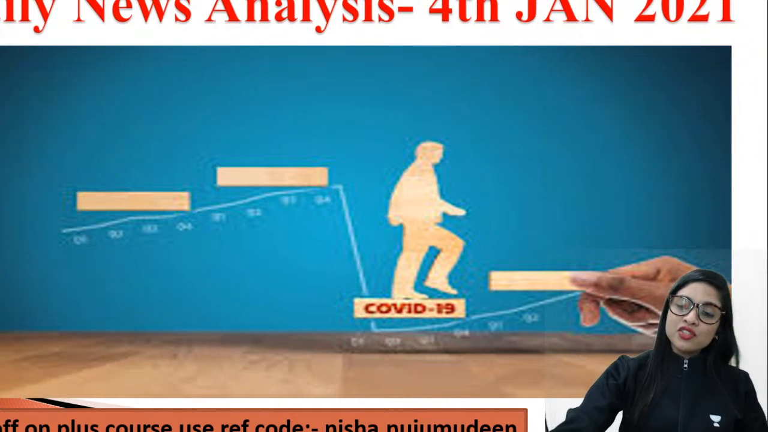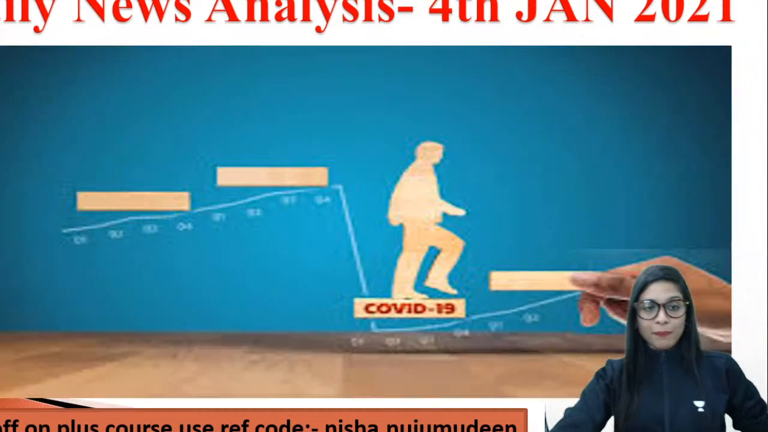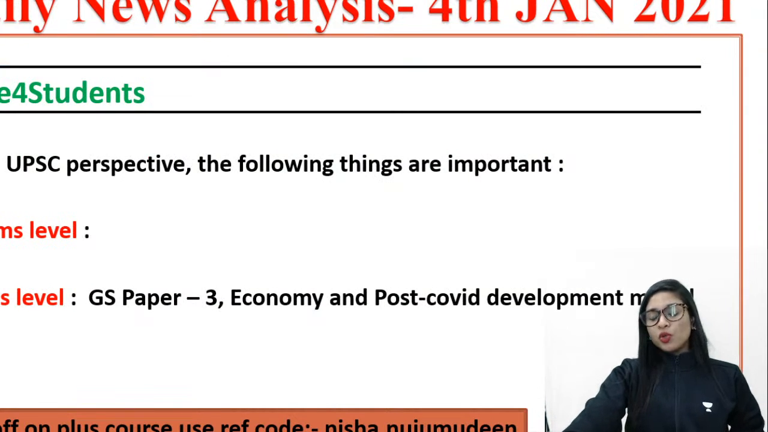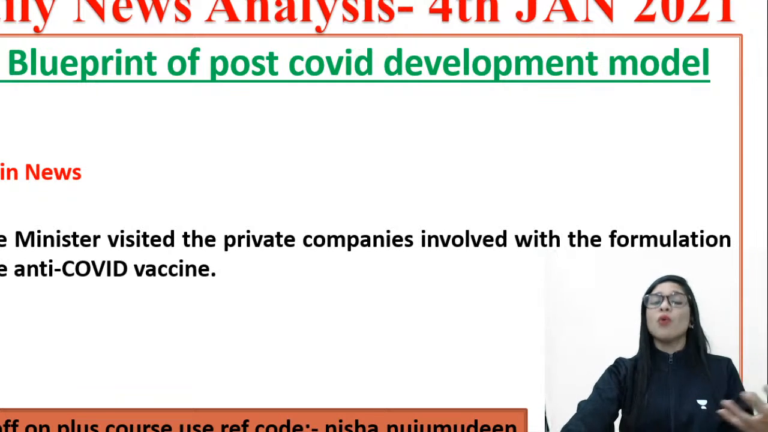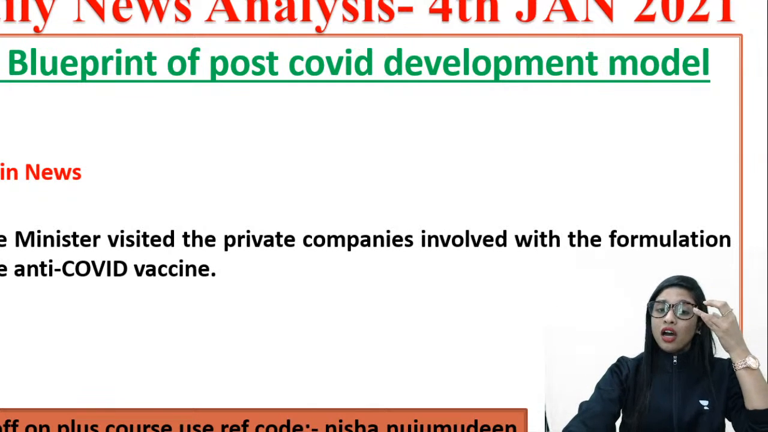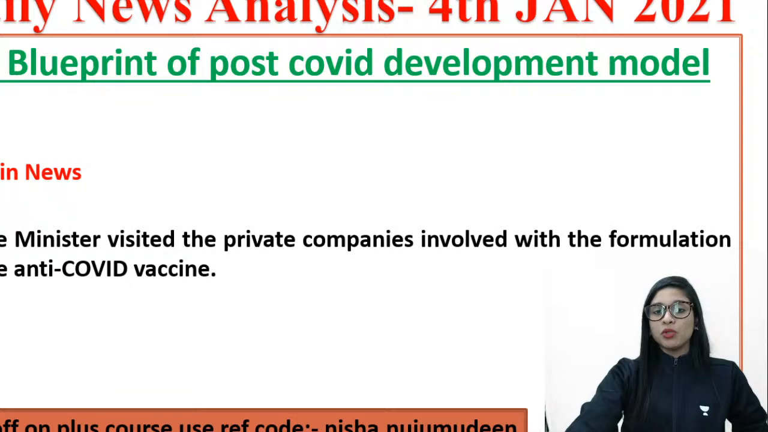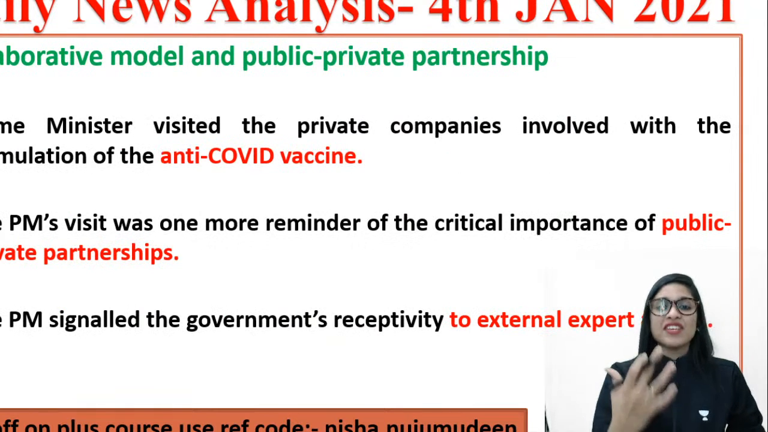Now, in the context of this blueprint of the post-COVID development model, as I told you, from the UPSC perspective, from the mains level, it is very, very important because Prime Minister Modi ji visited the private companies regarding how you can develop a vaccine from the COVID perspective. That is the reason we are studying this.